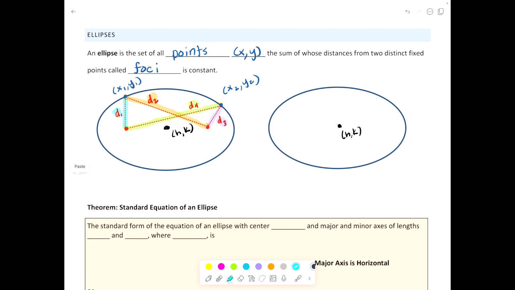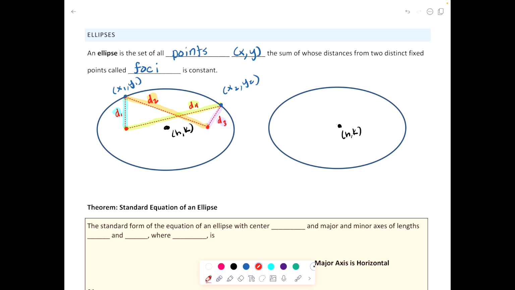It turns out it's pretty cool, actually. If you connect a string to a pencil and pin the string in where the foci are, you can draw out your ellipse. It's very cool to do that. So let's take a look at some of the other interesting stuff.